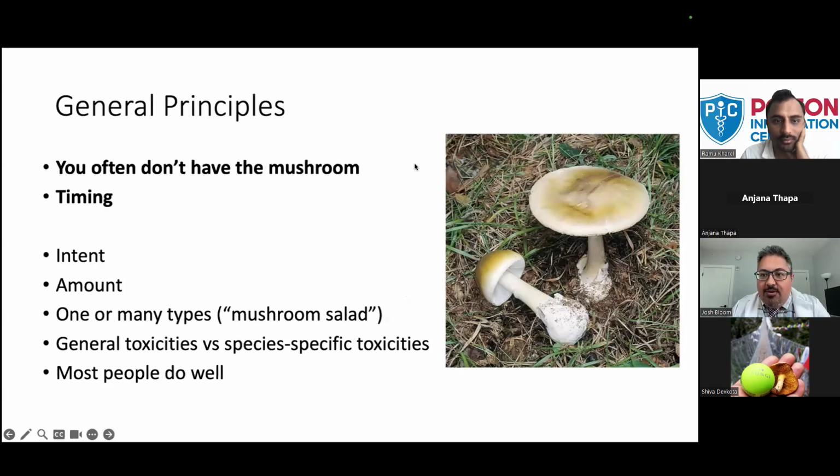So in terms of how you approach these patients, first off, if you have a patient who has an ingestion of a mushroom, you usually do not have access to the mushroom anymore. And that's because they've ingested the mushroom.